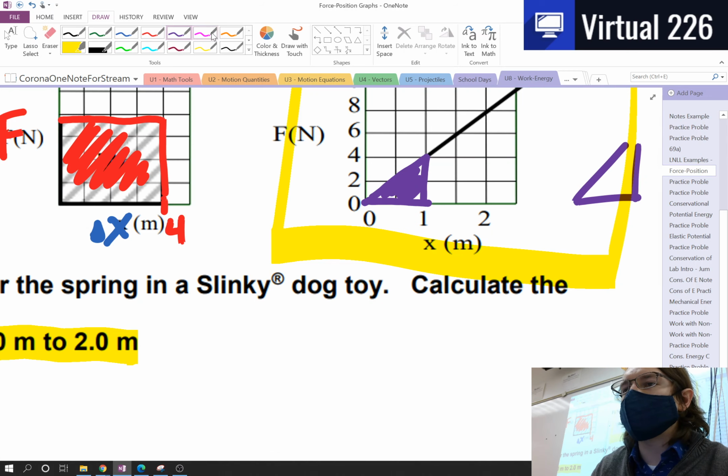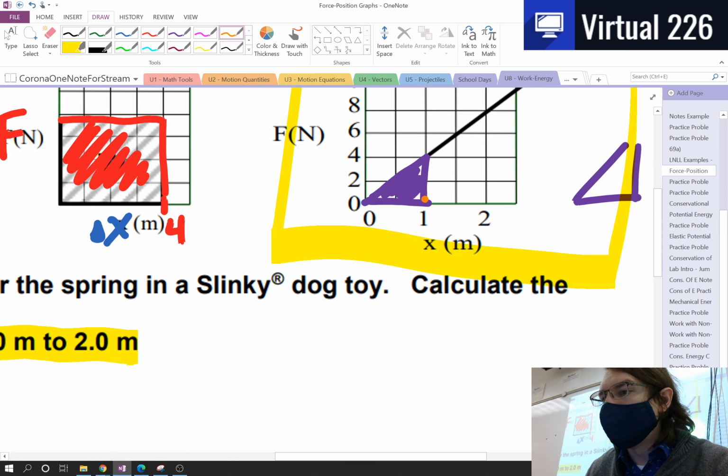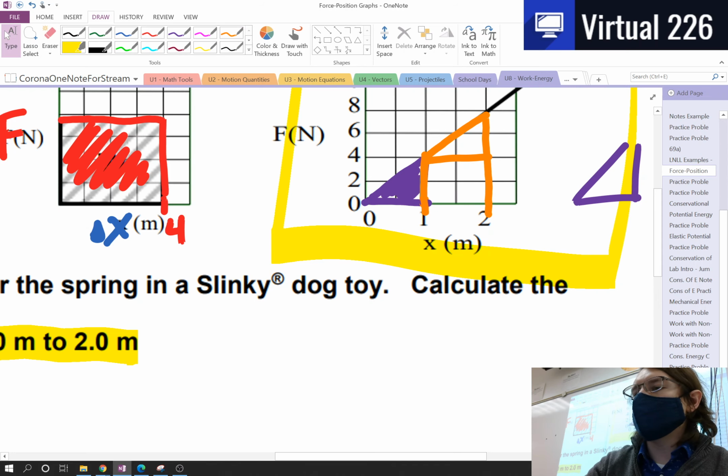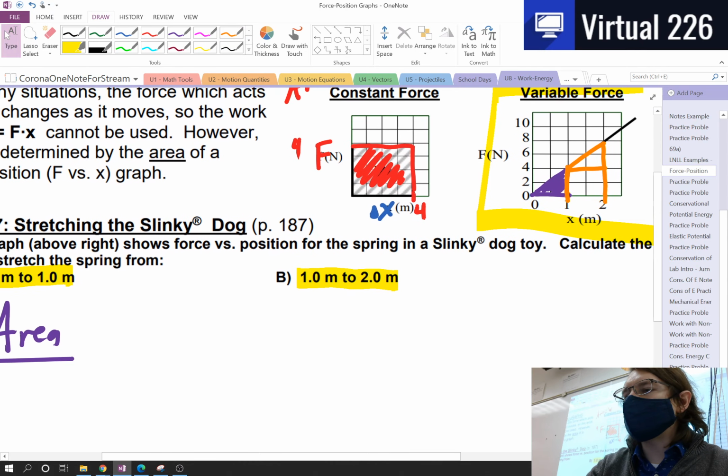For part B, when it's asking what is the work, what is the area from 1 to 2 meters, it's really asking us for the area of this kind of trapezoidal region. Or you could think of it as a square with a triangle on top of it. So let's do part A first.